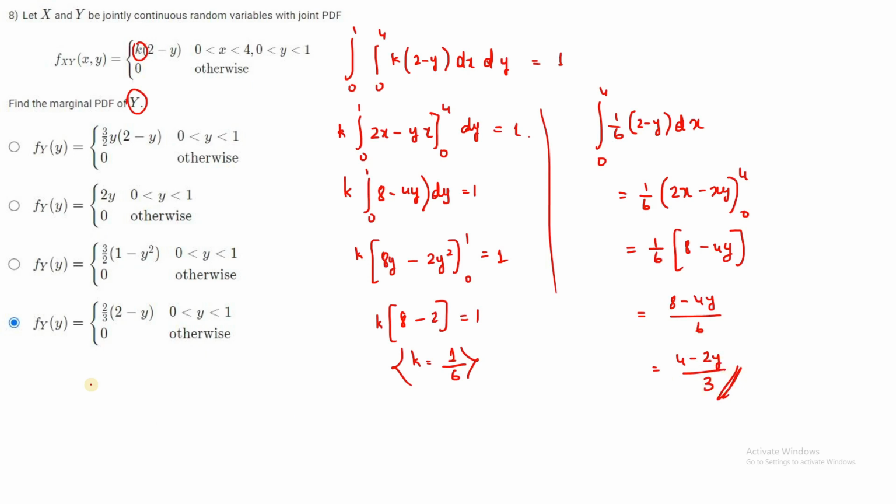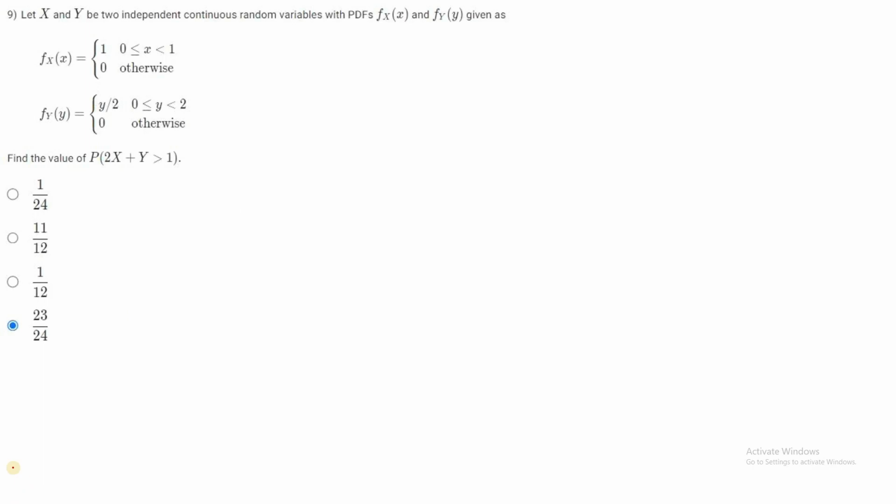Finally, have the next question. Question 9. So they've given x and y as two independent continuous random variables with PDFs fx of x and fy of y as. So they have given the individual PDFs. So what we have to find out is the probability of 2x plus y is greater than 1.